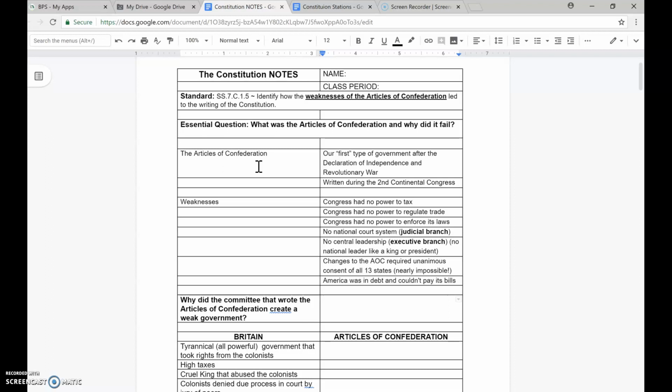You're going to follow along, and you need to have your notes out, because we're going to start adding to our notes and doing stuff with our notes. So get ready for that. The essential question. Now here's the standard. This is important. First of all, the unit: the Constitution. Then we have the standard.